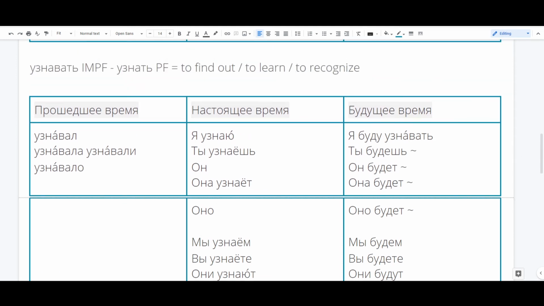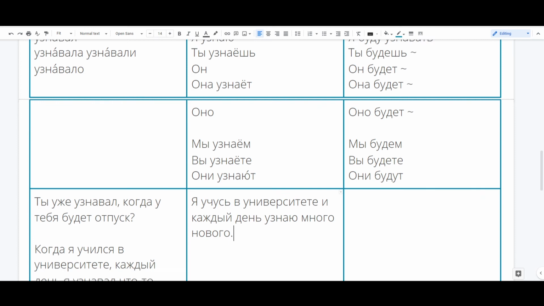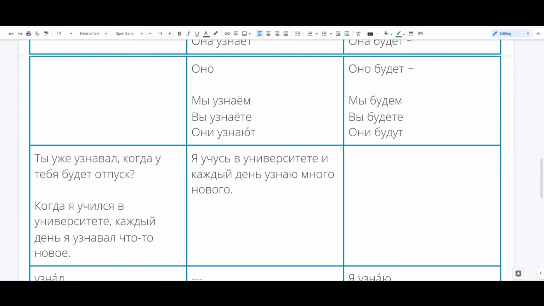Now let's try to conjugate the present tense. Настоящее время. Я узнаю, ты узнаешь, он, она, оно узнает. Мы узнаем, вы узнаете, они узнают. Я учусь в университете. Сейчас учусь. И каждый день узнаю много нового. I study in the university, and every day I learn a lot of new things.